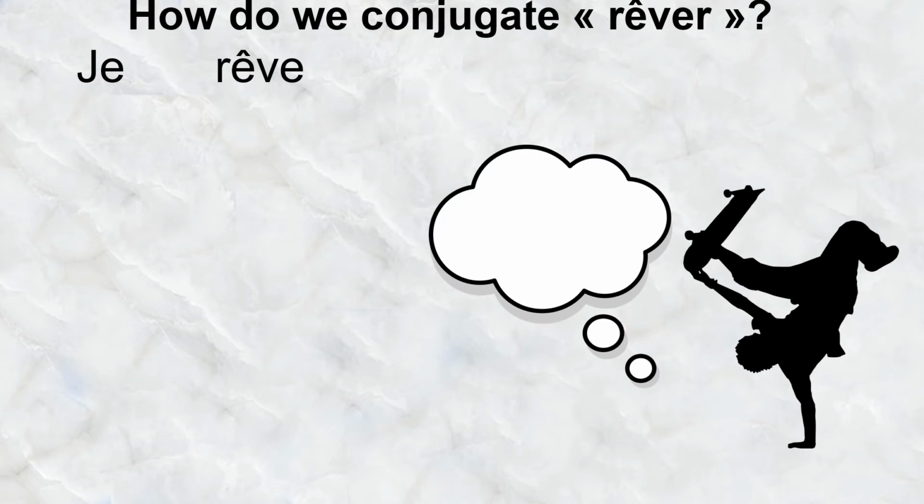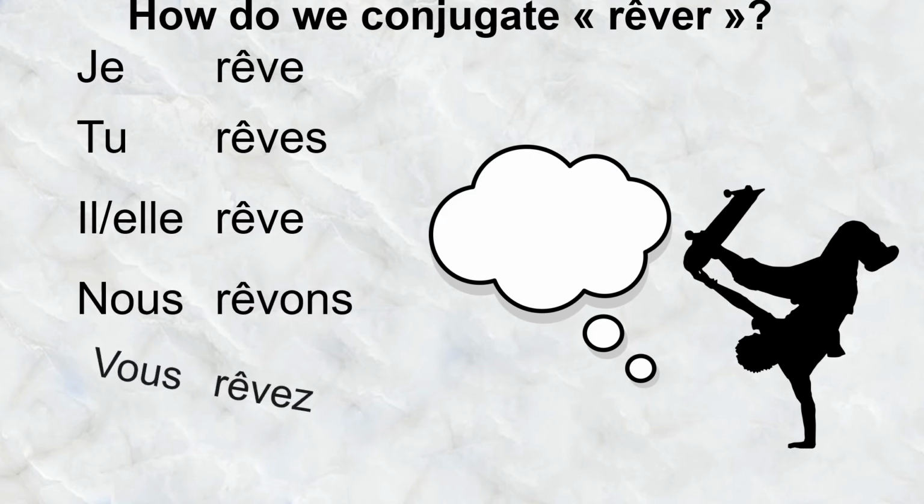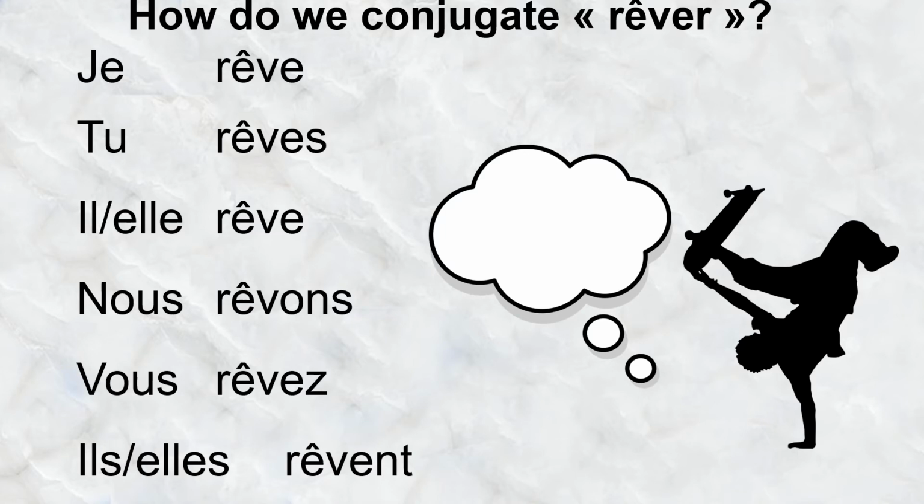How do we conjugate rêver, which means to dream? So here, I put it for you. Je rêve. Tu rêves. Il ou elle rêve. Nous rêvons. Vous rêvez. Il ou elle rêve.